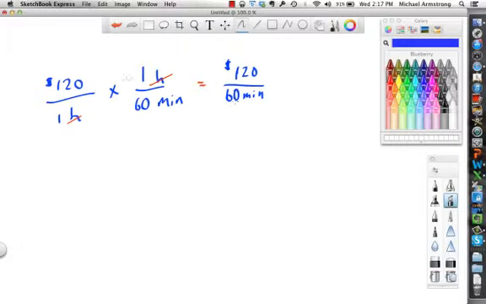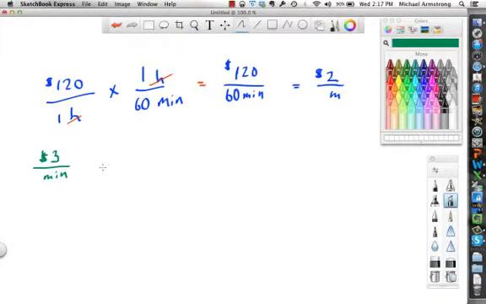1 times 60 is 60. 120 times 1 is 120. And then basically I just have an improper fraction that I have to simplify. And 120 over 60 is basically $2 per minute. So I make $2 per minute. $120 per hour is the same as $2 per minute. And I think that makes sense to you. What happens if I want to go the other direction? Say I really got a good education, a really good job, and I make $3 a minute.